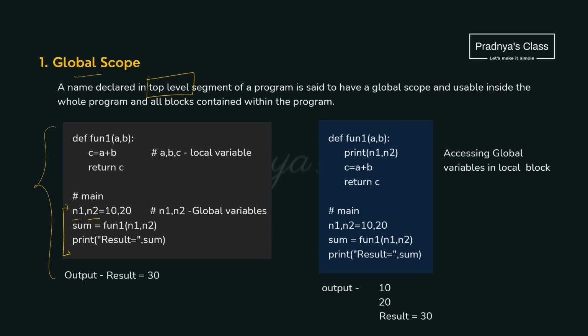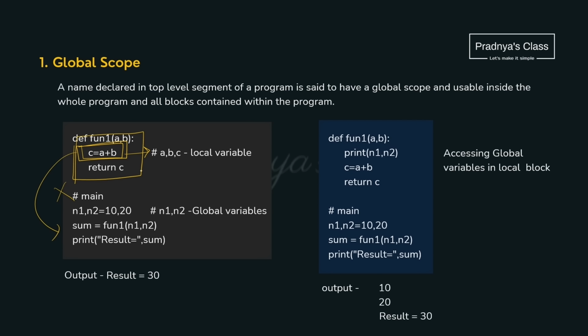It is visible throughout the program, even inside the function. If you try to access these variables inside the block, it is accessible. You can print it because it has a global scope. Then what is local scope? If a variable is declared inside a block, those variables are called local variables. It will be accessible only within that block, not outside of that block.